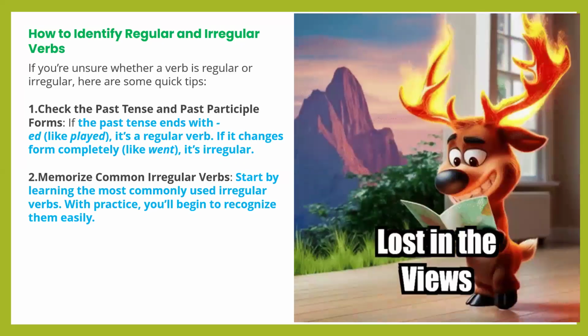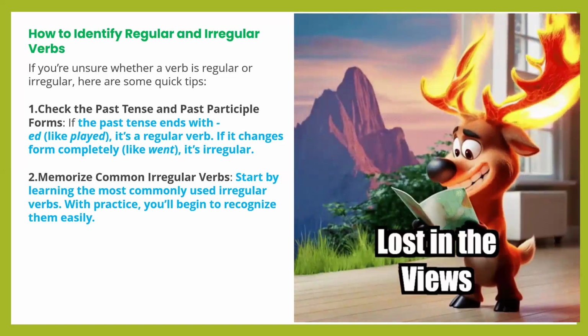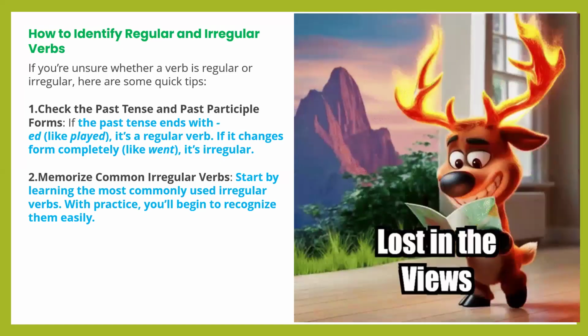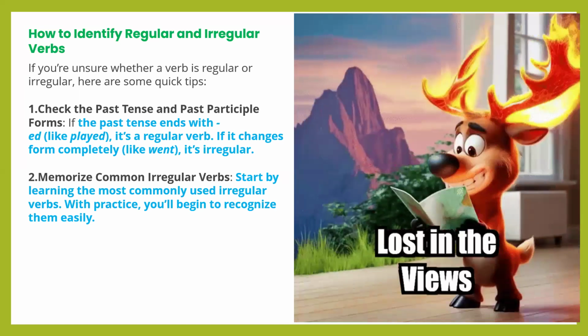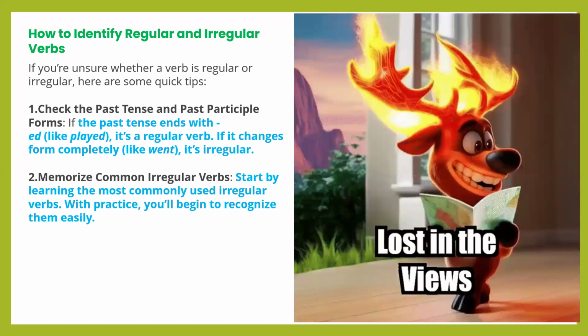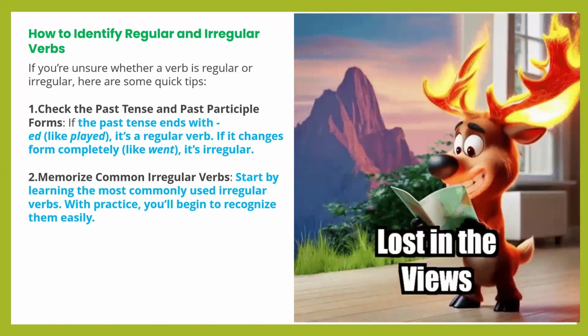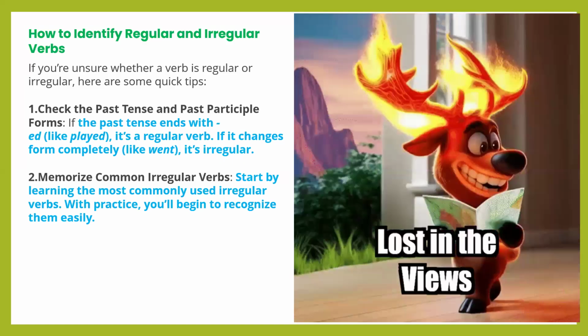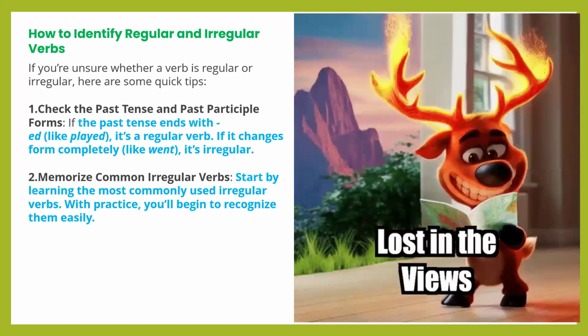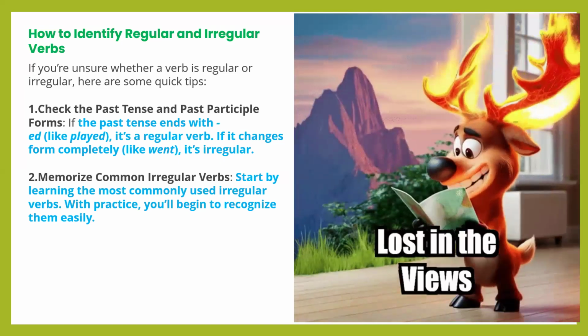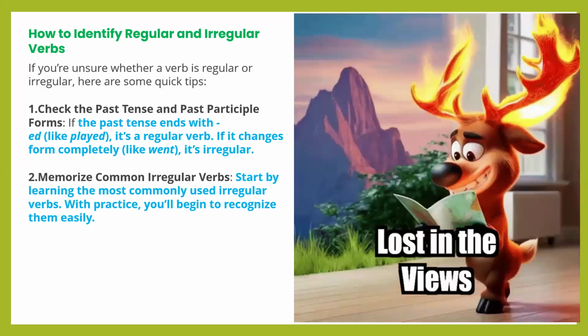We have seen many examples. If it changes form completely, like go becoming went, it is irregular. Irregular means something which is not regular. So if play becomes played, it is regular. If go becomes went, it is an irregular verb.